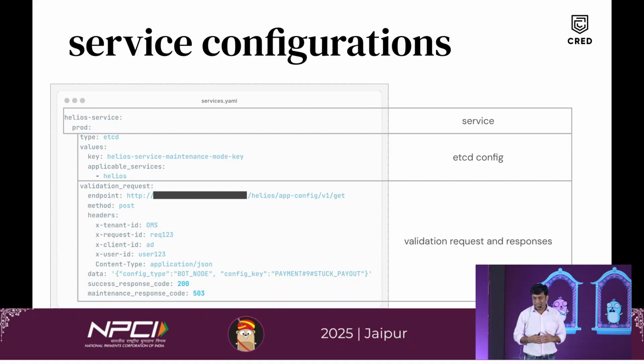This is how it actually works. The service owners need to do just two things. Number one, they need to implement this maintenance library in their services. Secondly, they need to come to the maintenance control tower and update their service configuration, where they define what the service is, what the etcd key for that service is, and a sample HTTP request with a normal response as well as a maintenance response. This is used for all the automated validations that we do.